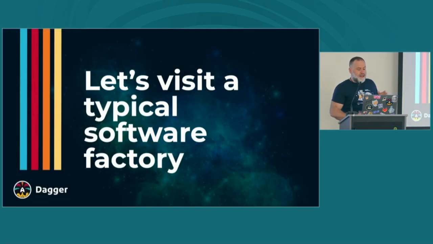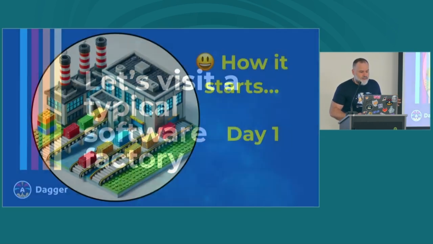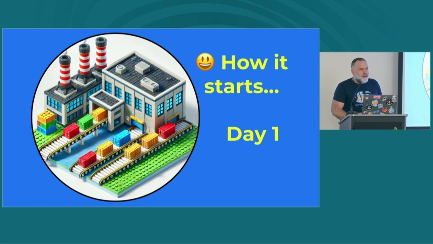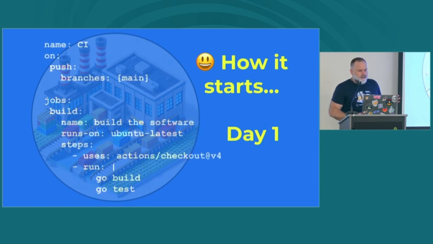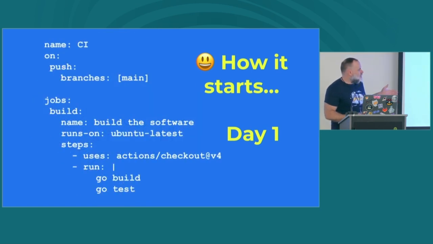So let's walk through one of these typical software factories and see how things develop in real time. It starts out super easy and idyllic, right? Day one, maybe someone's like, oh, we're just gonna use GitHub Actions. We've got a pretty simple code base. We just do a build and a test and it's so easy. It's great. Everyone understands it.